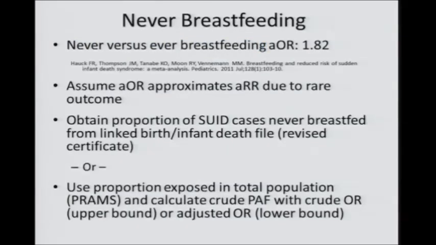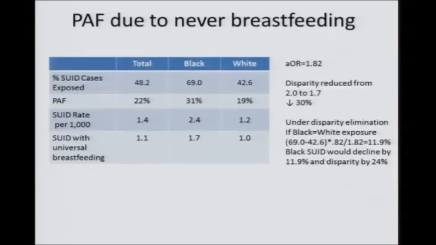So never breastfeeding versus ever breastfeeding is associated with an adjusted odds ratio of 1.82. Again, we can assume that the odds ratio approximates the relative risk, and we have the linked birth infant death file, which has breastfeeding on it, so we can get the number of SUID cases that were never breastfed. And again, you could use PRAMS and use the crude formula with an adjusted odds ratio. And that's what you're going to be doing in the exercise later.